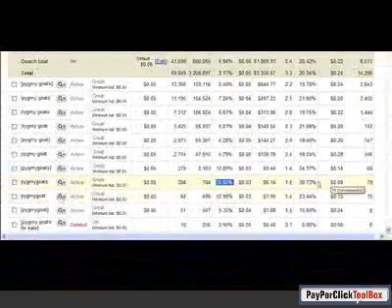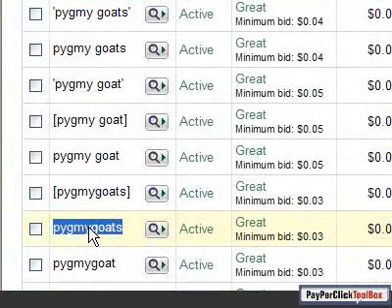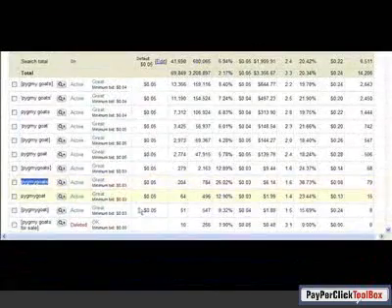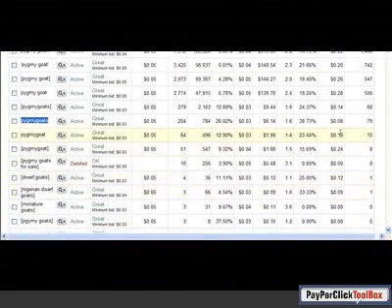Doesn't necessarily mean I should make a landing page all about Pygmy Goats without a space in it, because I think those people probably know that they forgot to put the space in when they get there. We see the same thing with Pygmy Goat. It's a lower conversion.